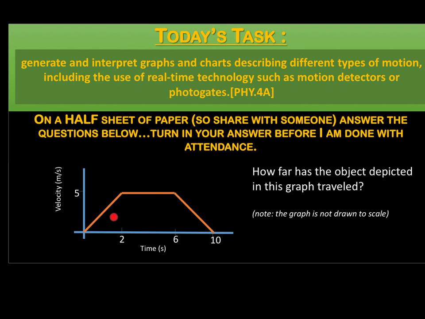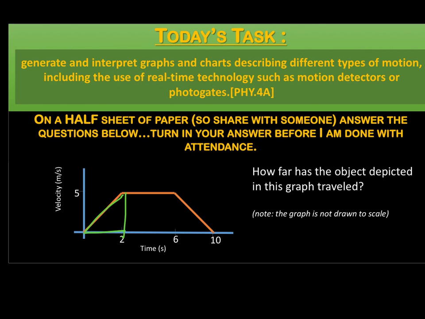You can either find the area of this entire trapezoid, which, if you know the formula for the area of a trapezoid, it's 1/2 base 1 plus base 2 times the height. If you don't know the area of a trapezoid, that's totally okay, because we have ourselves here a triangle. What's the area of a triangle? 1/2 base times height. What's the base of this triangle? 2. What is the height? The height is 5.